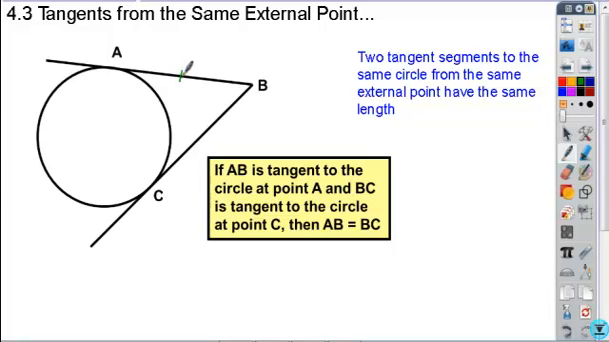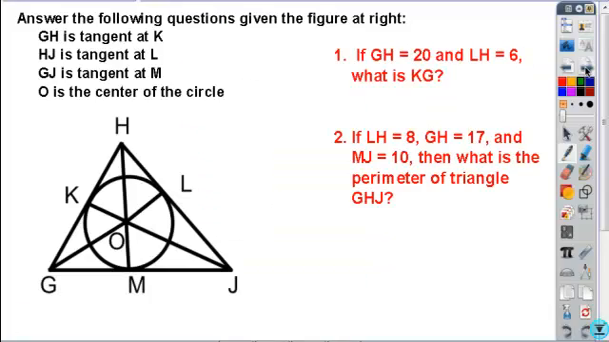Okay, so this is the main relationship you're going to see from the homework in this section. Same image, same set of tangents to this circle with the center O. And I'll talk through the first example together and give you a second to do the next one. And so if you know that this whole length GH is given as 20 and LH is 6, can you find what KG is? Well, since LH and HK originate from the same exterior point, those tangent segments will be equal to each other. So this length from H to K and this length H to L are identical.